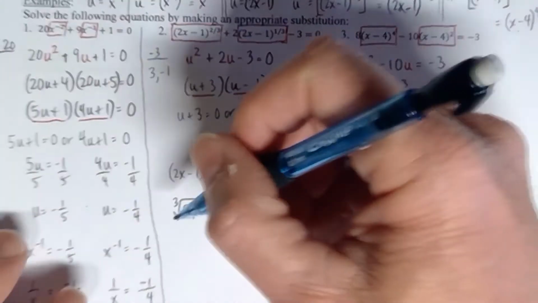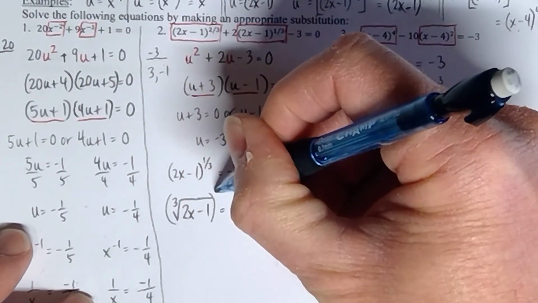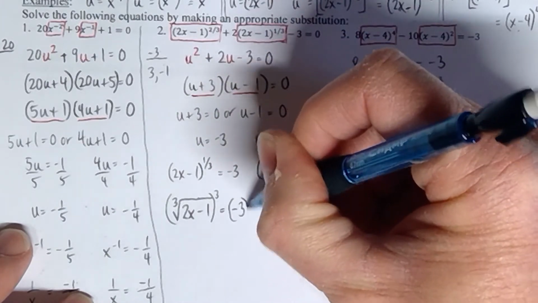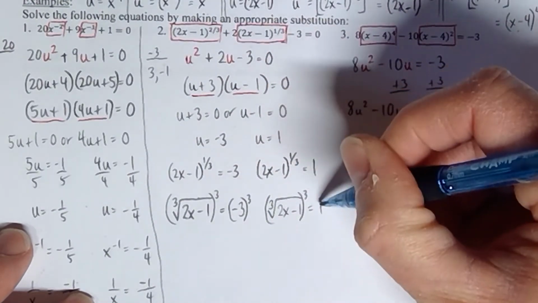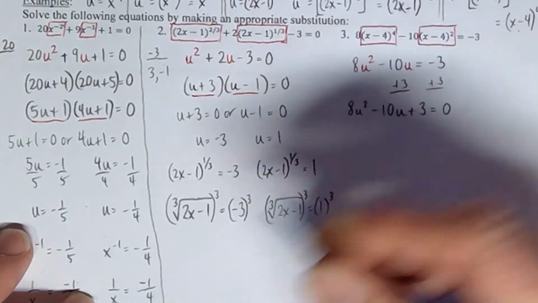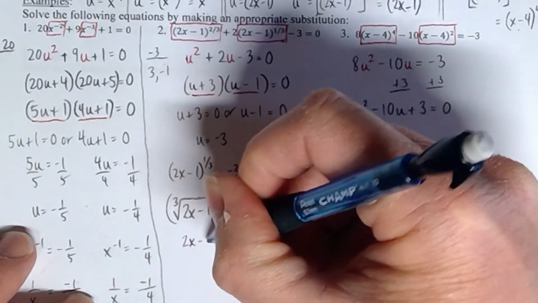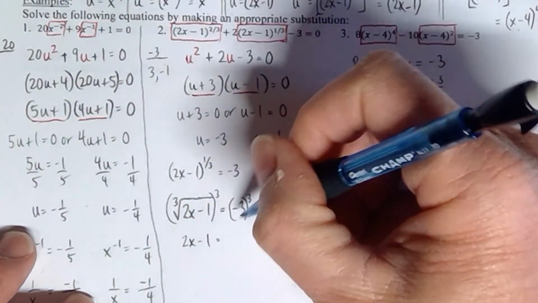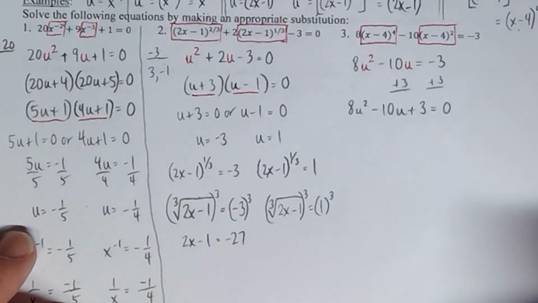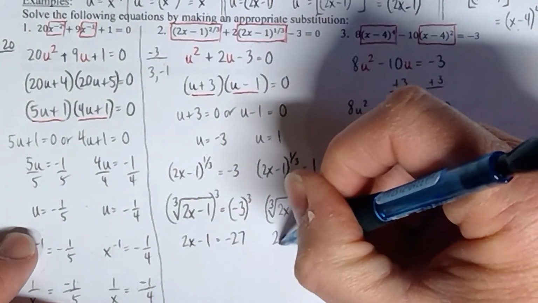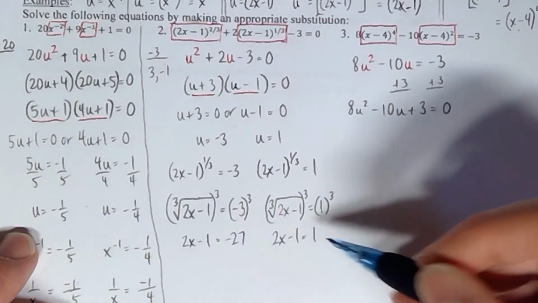Since this is cube root, we're going to cube both sides of the equation, just like we squared both sides of the equation in that last video. And what do we get? The cube root and the cube cancel each other. You get 2x minus 1. And then this becomes negative 27, because that's what that's equal to. Over here, same thing, but 1 to the third is equal to 1.